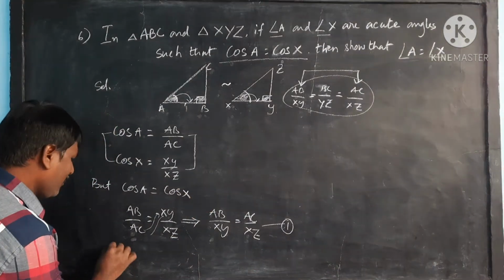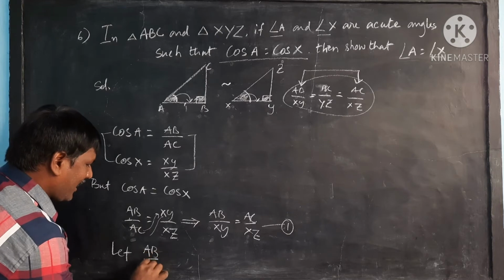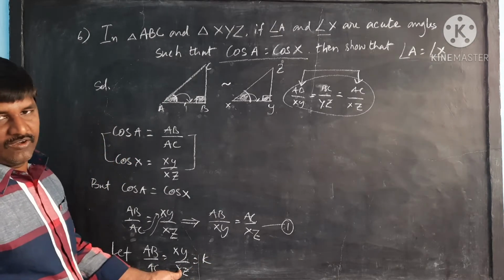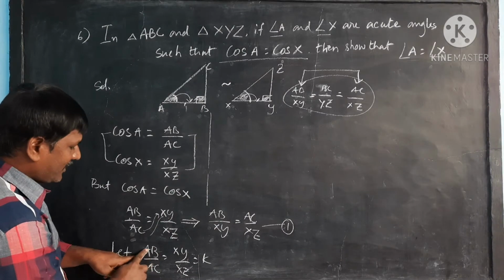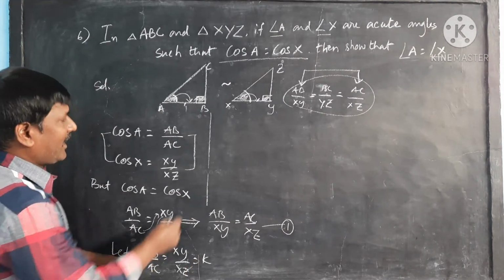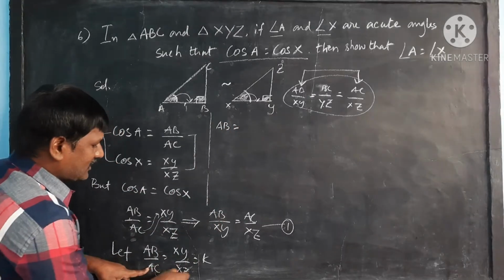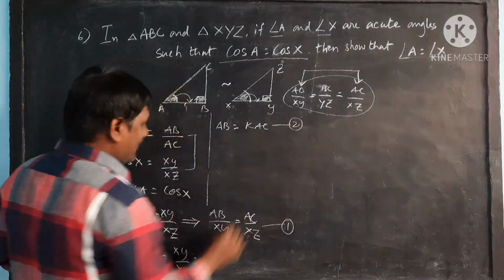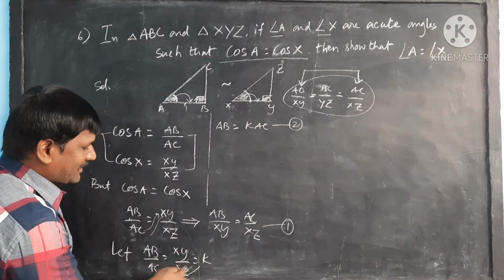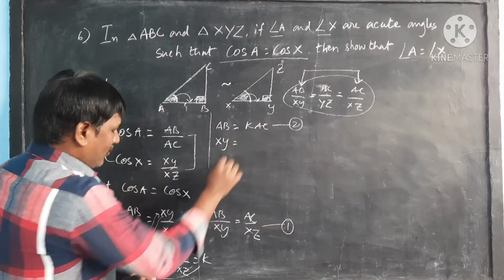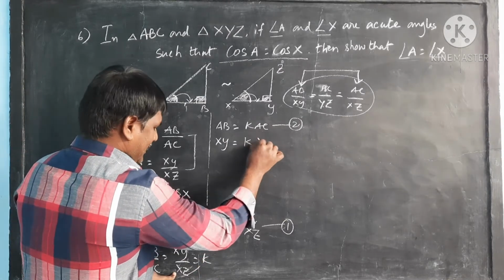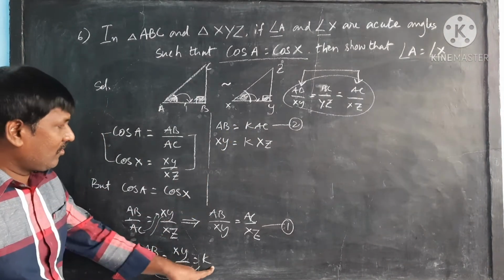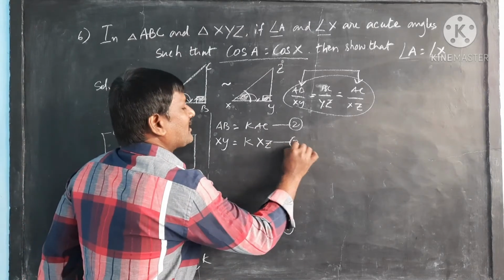Now let us take AB by AC is equal to XY by XZ is equal to K. This ratio is equal to K. Then AB is equal to, transposing, K into AC. Let this be equation 2. Similarly, if XY by XZ is equal to K, then XY is equal to K into XZ. So from these equations, AB is equal to K AC and XY is equal to K XZ. Let it be equation 3.